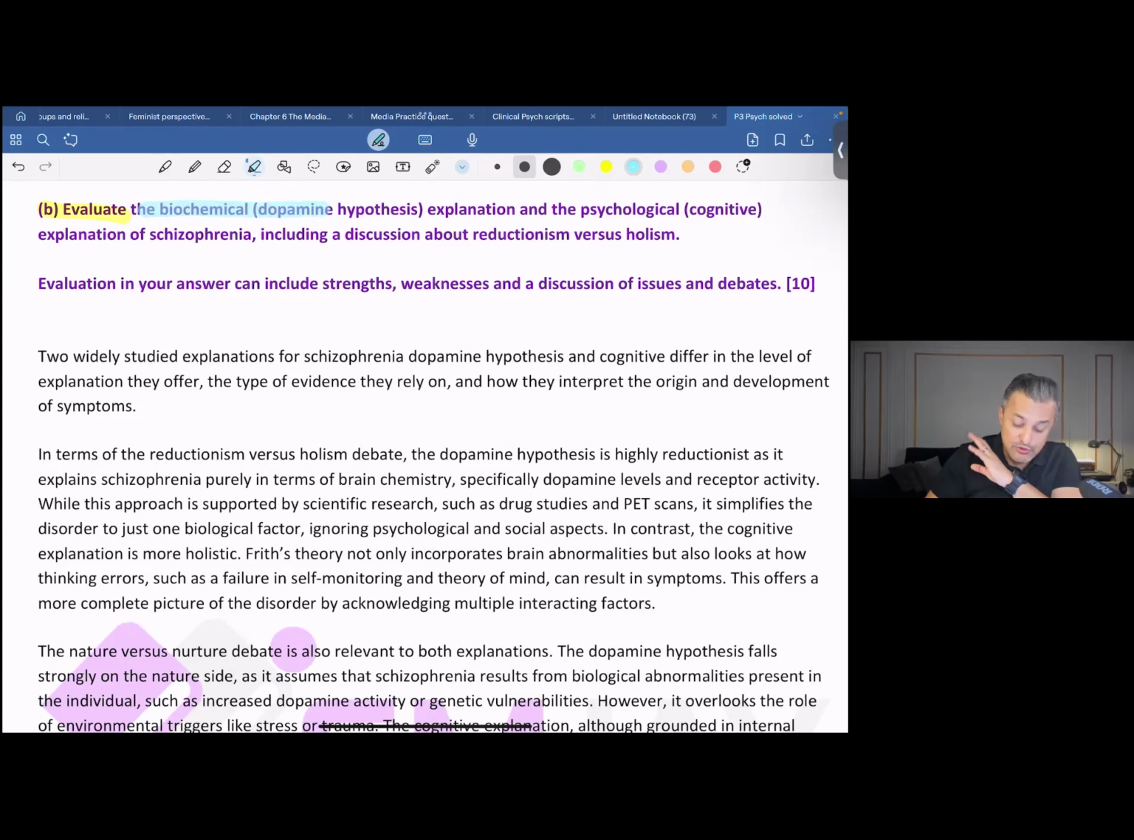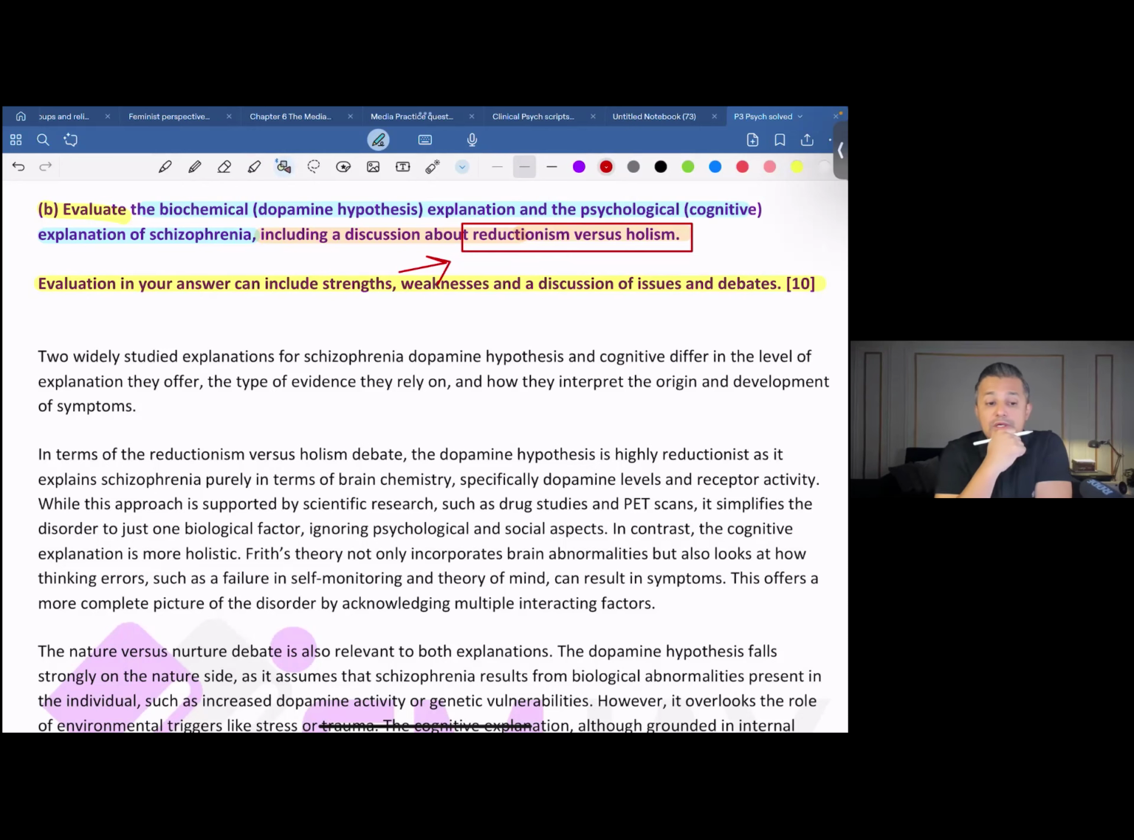Evaluate the biochemical, that is the dopamine hypothesis explanation, and the psychological, that is the cognitive explanation of schizophrenia. This part now is important, including a discussion about reductionism versus holism. There you go. A debate. You are expected to evaluate. The question hasn't finished yet. Evaluation in your answer can include strengths, weaknesses, and a discussion of issues and debates. Okay, we know that. Now, let's take this ahead.